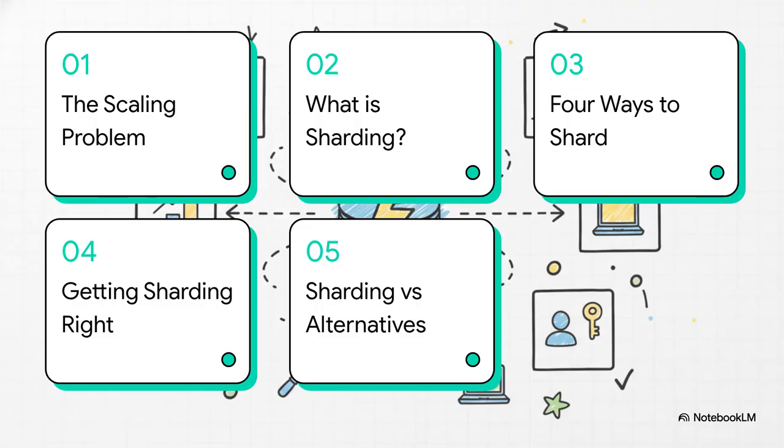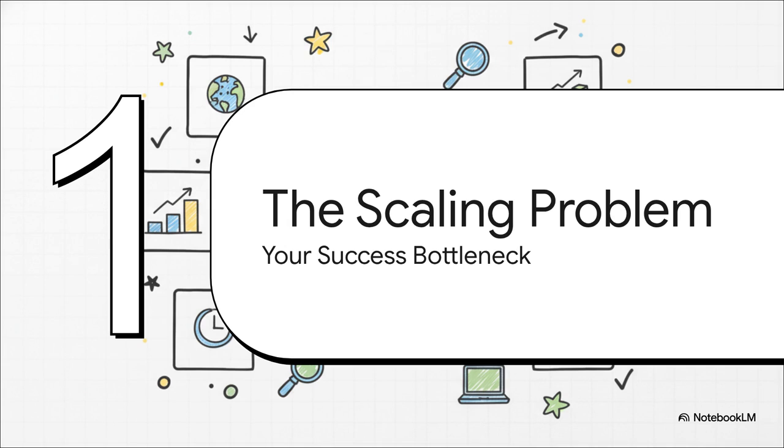Here's the game plan. First, we'll unpack what the scaling problem actually is. Then, we'll get a clear definition of database sharding. After that, we'll jump into the 4 main ways you can actually do it. We'll cover some best practices for getting it right, and finally, we'll see how sharding stacks up against the other options out there. All right, let's kick things off with Section 1, the scaling problem.